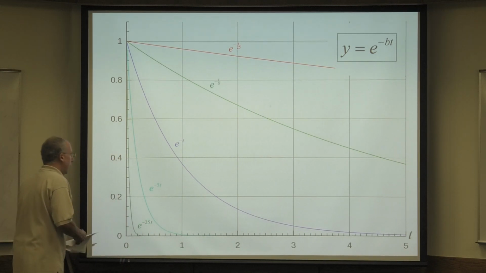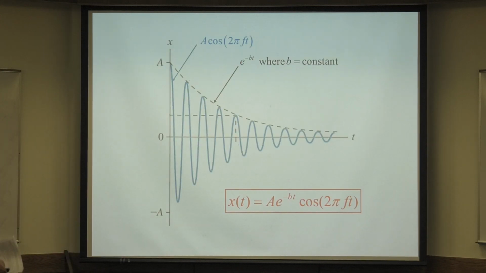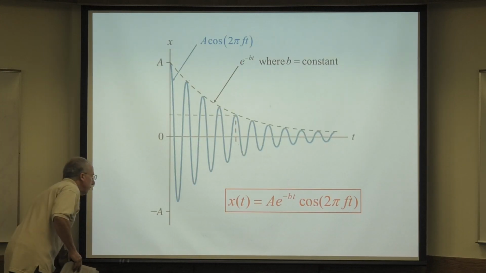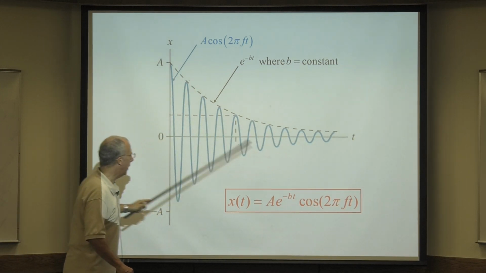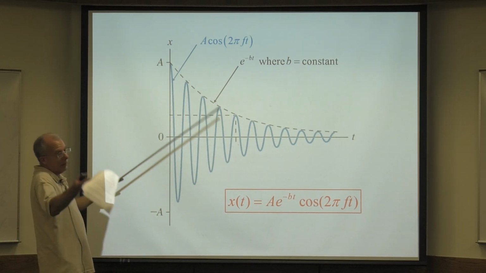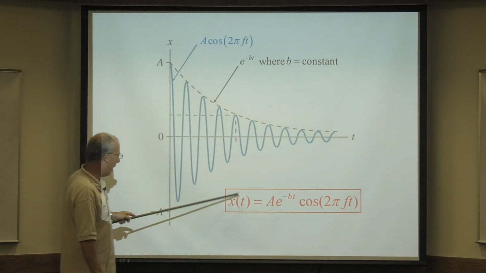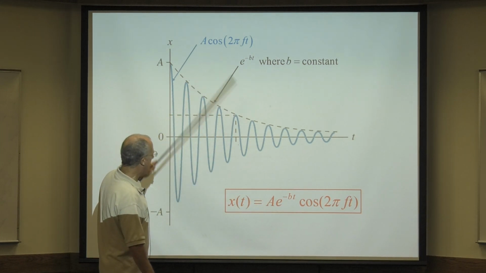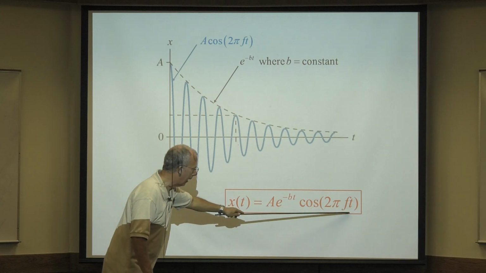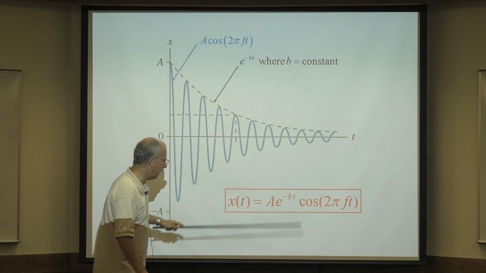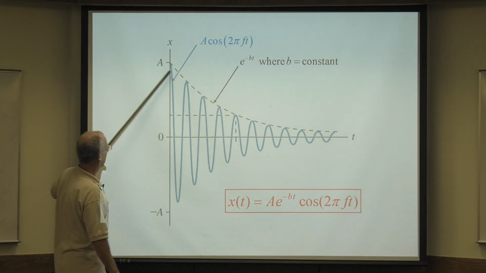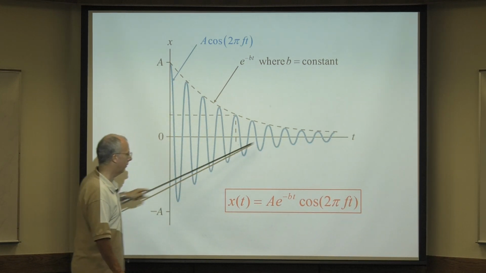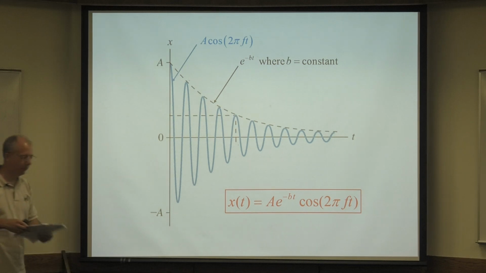Okay, anyway, so back. How do you get the equation of this thing? Well, we have a cosine, and we have an e to the minus bt. How do you get the whole thing? You just multiply them together. So x equals a cosine 2 pi ft, times e to the minus bt. This equation gives you the x for any time you want. So that's pretty awesome.